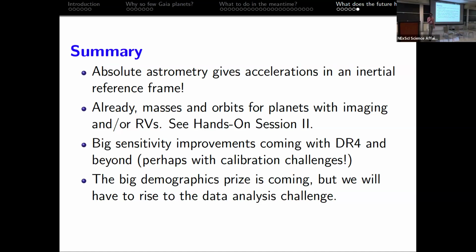Just a quick follow-up question: if Gaia cannot break the M sin i degeneracy for these longer period planets, then what would be the dominating limiting factor?